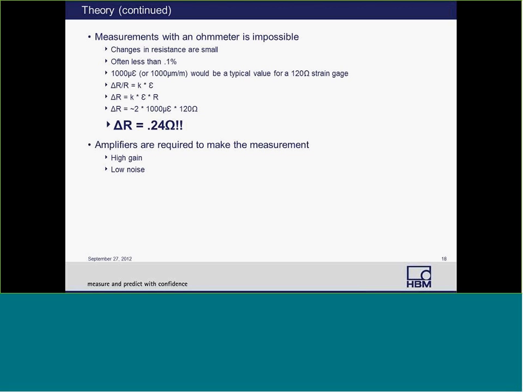Because these changes in resistance are very small, measurements with an ohmmeter are impossible. Oftentimes, the change in resistance is about 0.1%. So if we were to take a typical strain of 1,000 microstrain for a 120 ohm strain gauge and perform the math, the change in resistance over the original resistance equals the K factor times the strain. Solving for the change in resistance, we find that 1,000 microstrain deflection ends up being a change in resistance of 0.24 ohms.